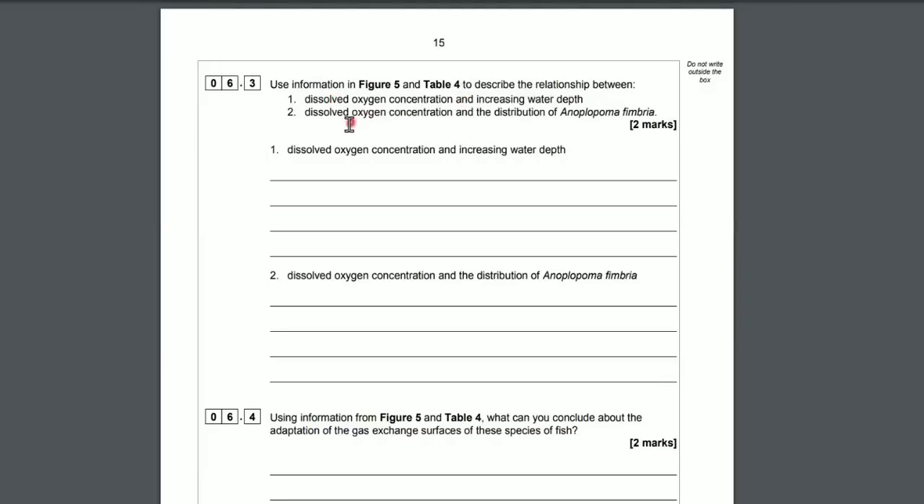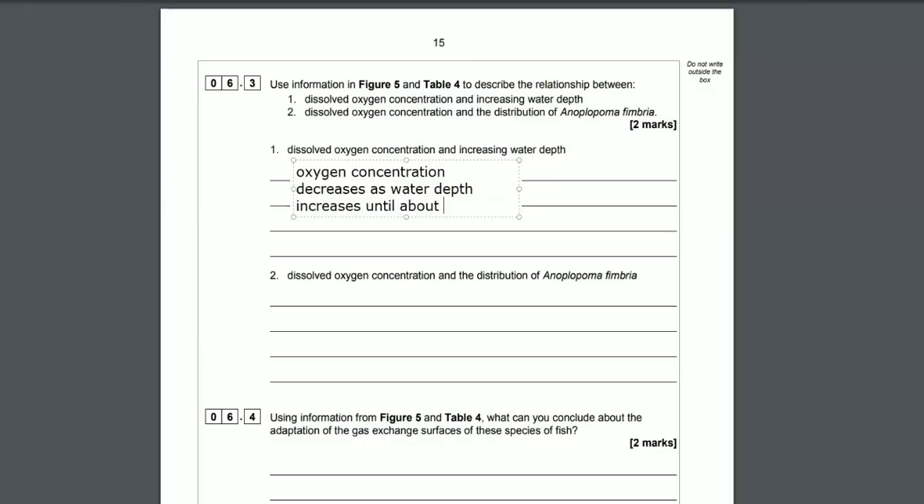6.3, use the information in 5 and 4 to describe the relationship between dissolved oxygen concentration and increasing water depth, dissolved oxygen concentration and distribution of Plapoma fimbria. Oh my days. Right. Dissolved oxygen concentration and increasing water depth.